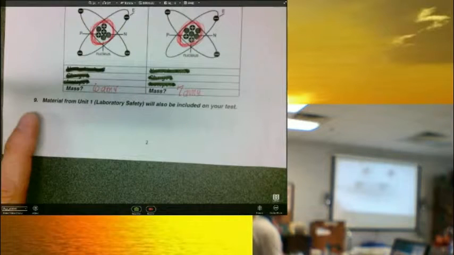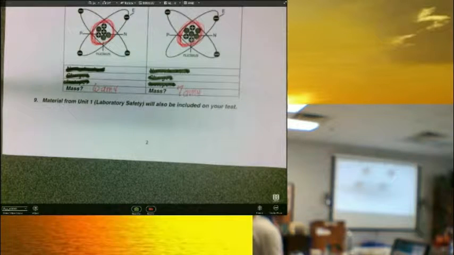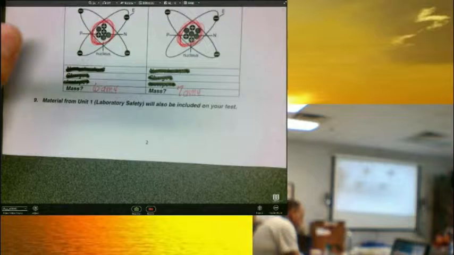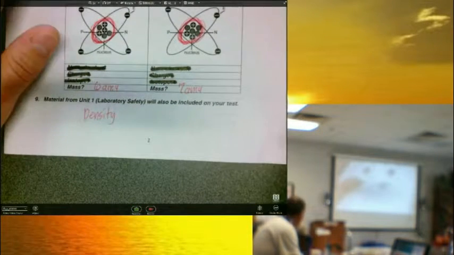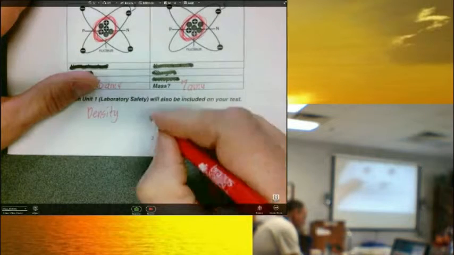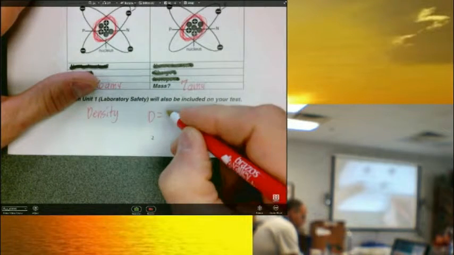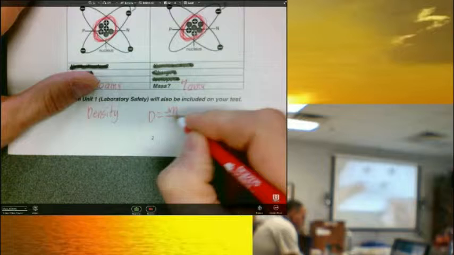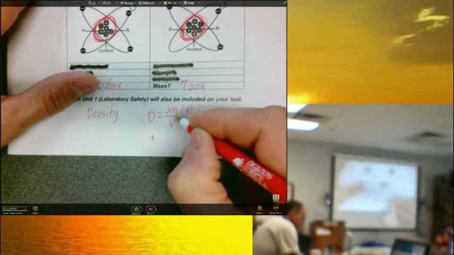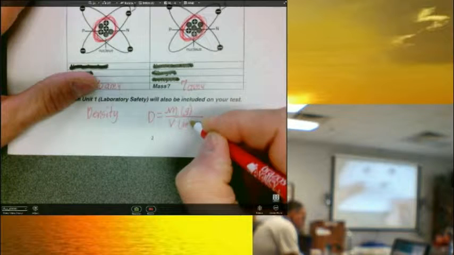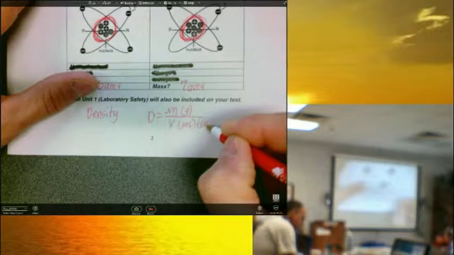Lastly, there may be some questions from Unit 1 about lab safety, including information about how to calculate density, which we've done many times in Unit 1. So you need to remember that the formula is density equals mass over volume. Remember, mass is measured in grams, and volume is measured in either milliliters or centimeters cubed. So look for those numbers and match them up to be able to solve using that formula on your unit test.